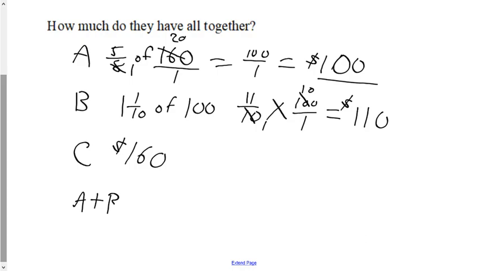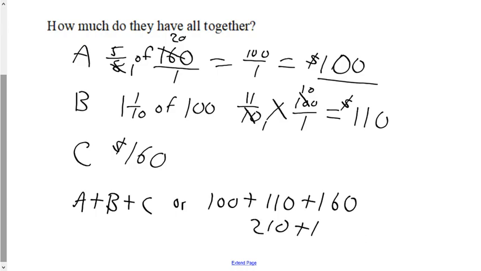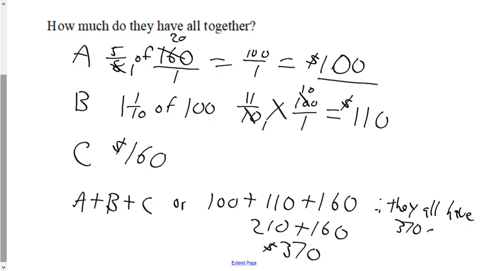Therefore, A plus B plus C, or 100 plus 110 plus 160 equals 210 plus 160, $370. Therefore, they all have $370 altogether.